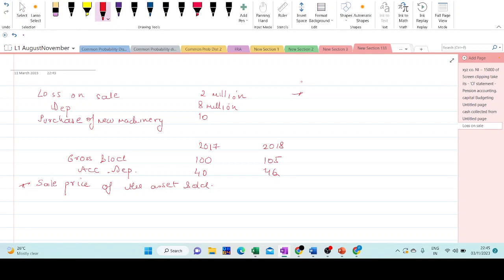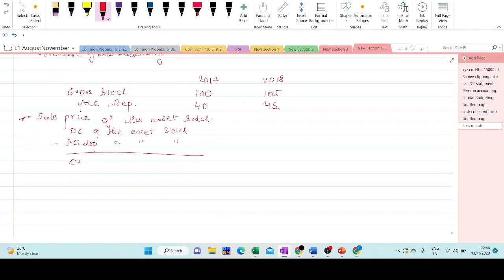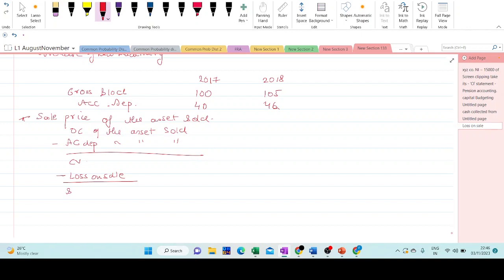Okay, so first we'll have to find the original cost of the asset sold and the accumulated depreciation on the assets sold. We deduct the two, we get the carrying value. To the carrying value, here we have a loss, so we deduct the loss on sale, and this will give us the sales price.